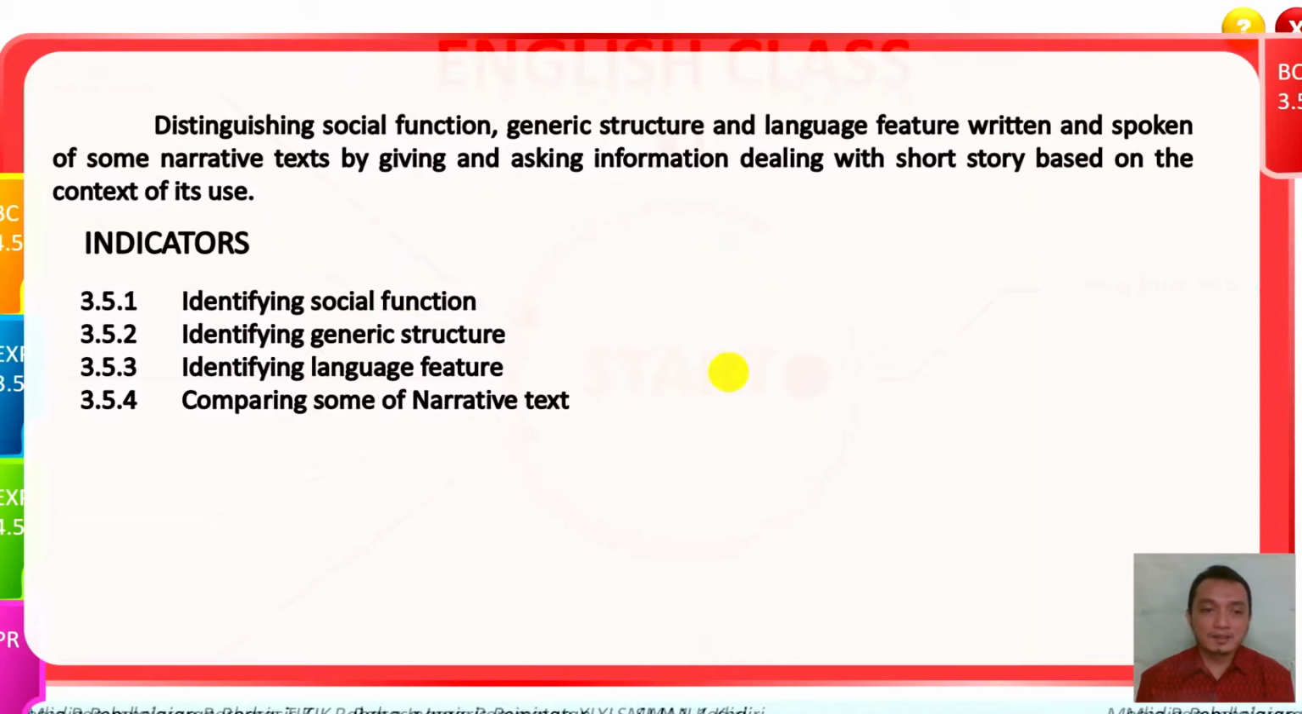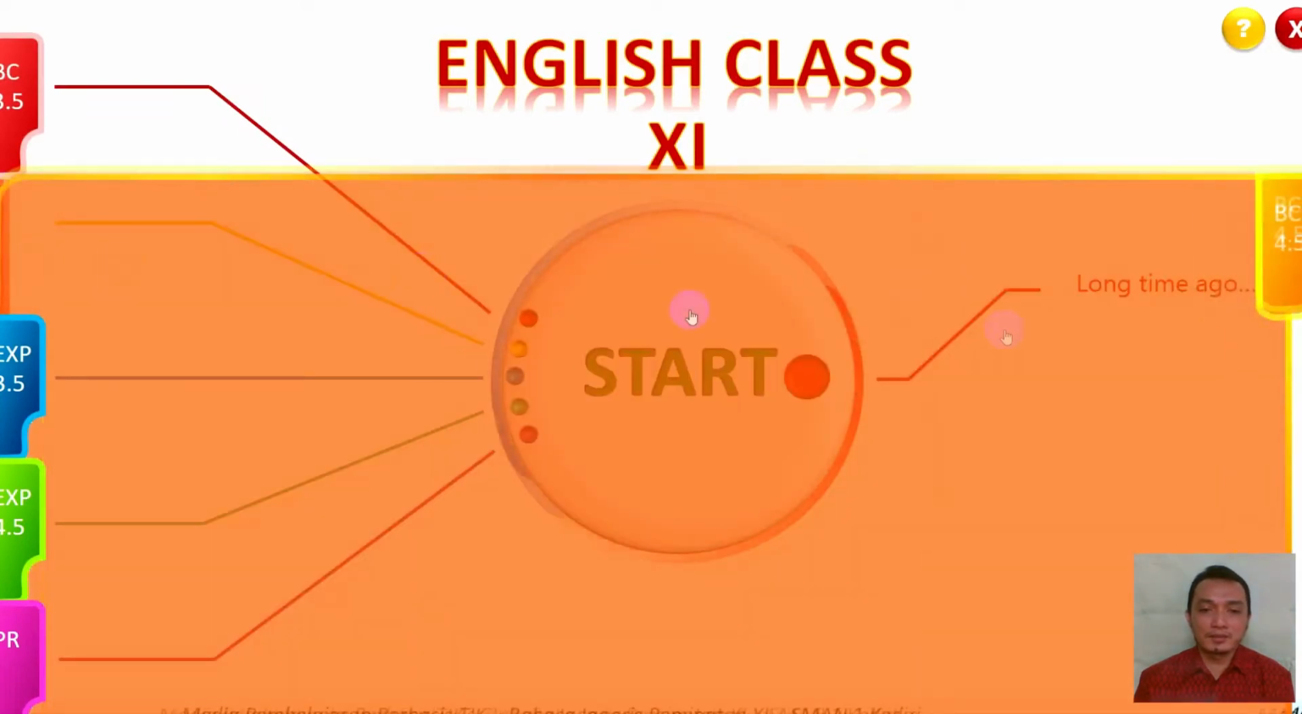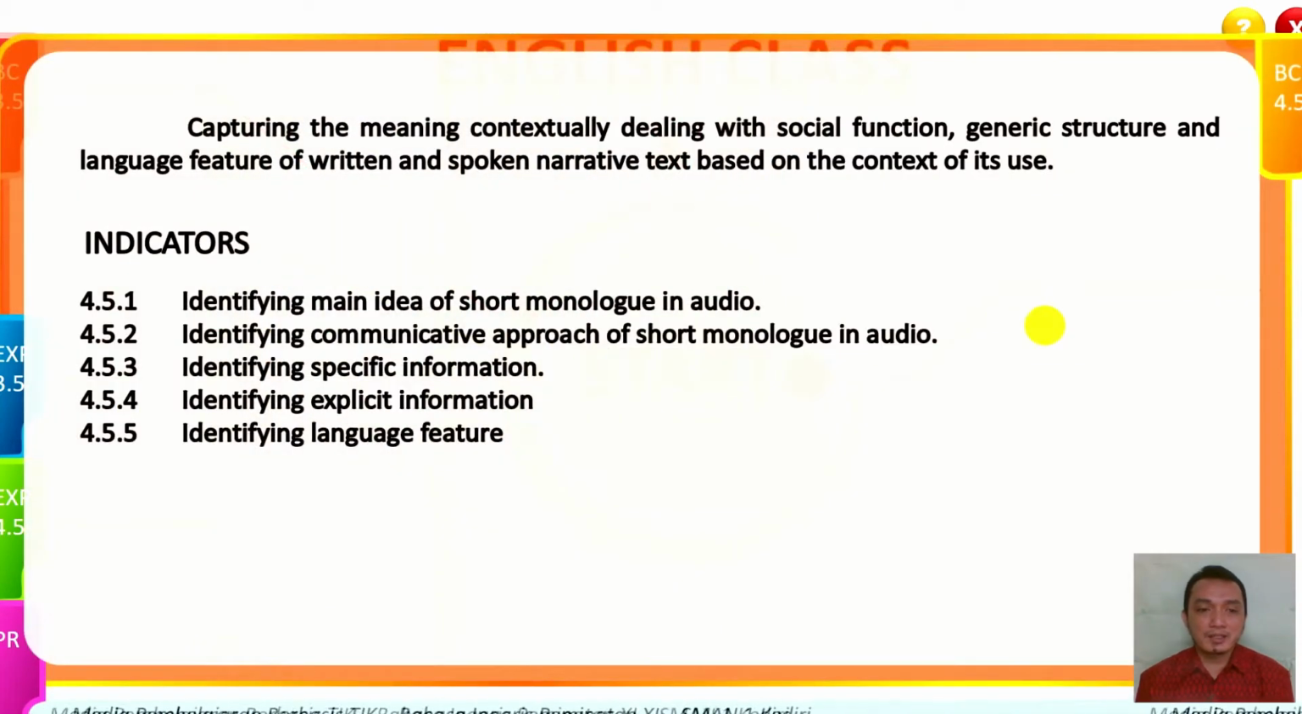It also consists of indicators. They are 3.5.1, identifying social function, to 3.5.4, comparing some of the texts. They are the activities that we have to reach during the lesson. Now we also check the basic competency 4.5. There is capturing the meaning contextually, dealing with the social function, text structures and features of written and spoken narrative text based on the context of its use.